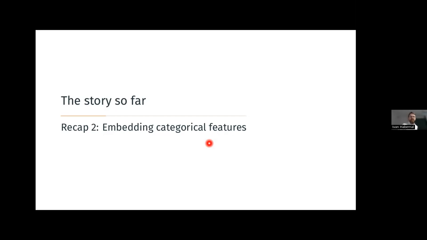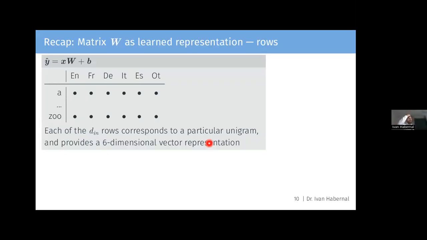So just to recap, we have these learned representations. We were doing language identification, right? Six different categories and a vocabulary. And we said that this matrix W is a learned representation, and each row of the matrix corresponds to a particular word, a unigram, and gives us a dense representation of this word, because in the original feature space, these are just one-hot encodings. By this projection, we are projecting them into something which is not that big. So how big is the vocabulary typically again?